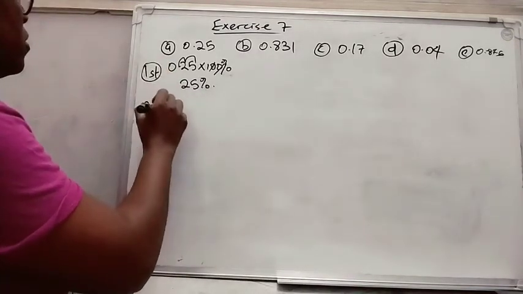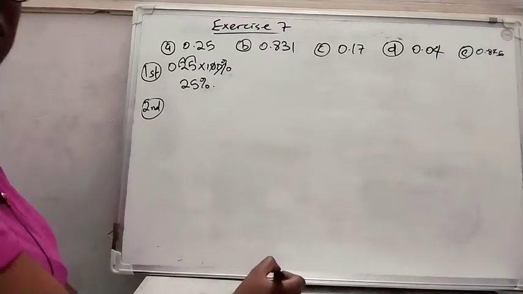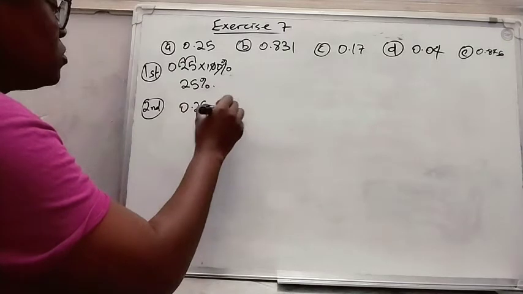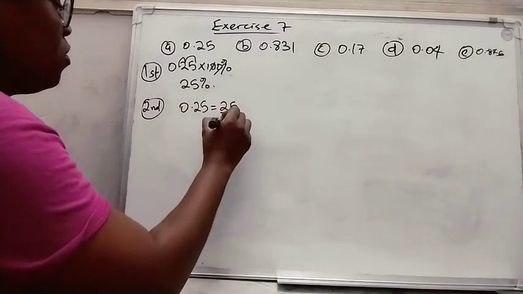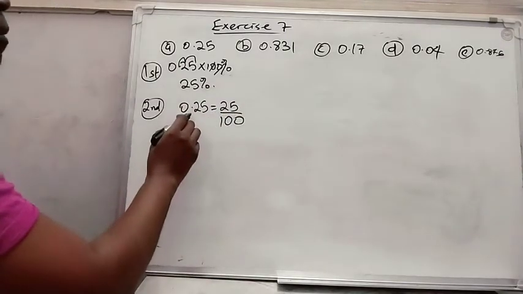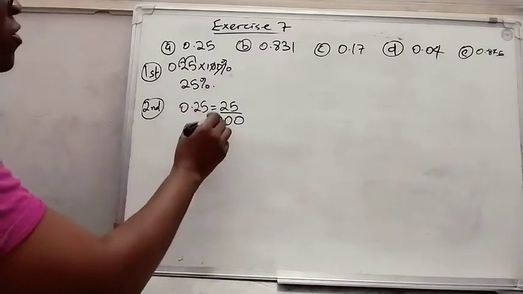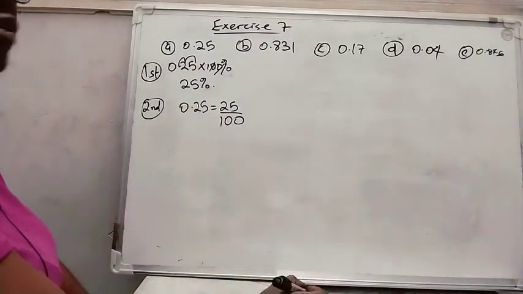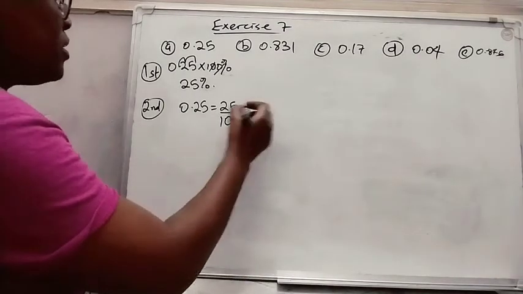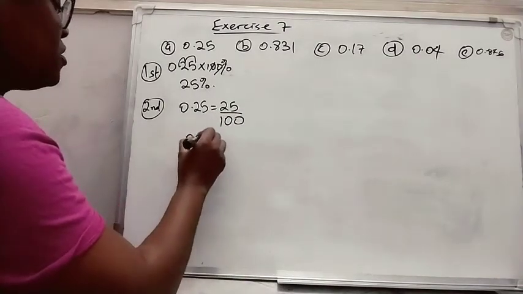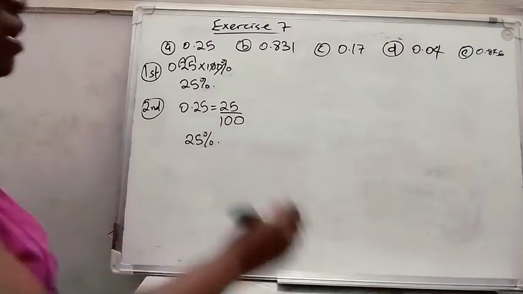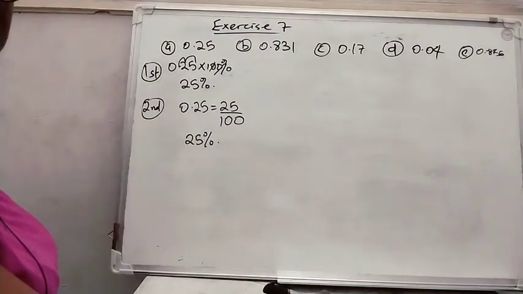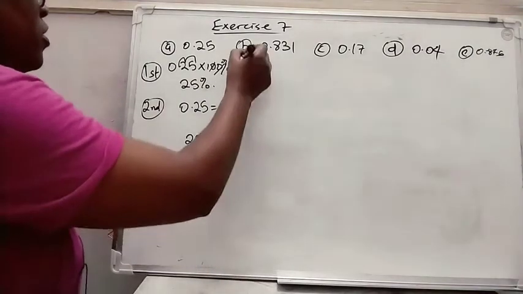Now, second method, I will say 0.25 is equal to 25 all over 100. You see? The decimal takes 1, and the 2 decimal places take 2 zeros. So it's already a percentage. Remember, a percentage is a fraction whose denominator is 100.